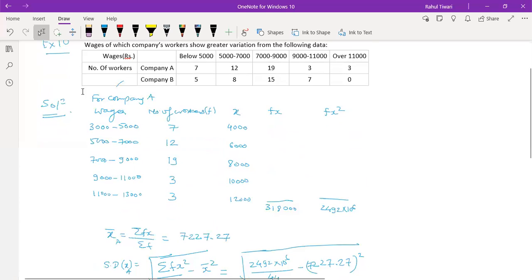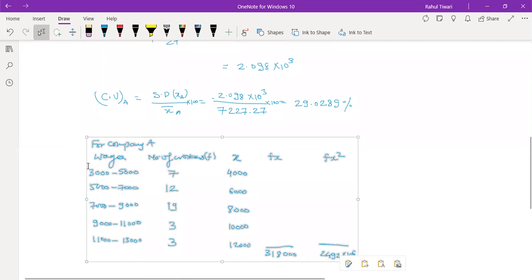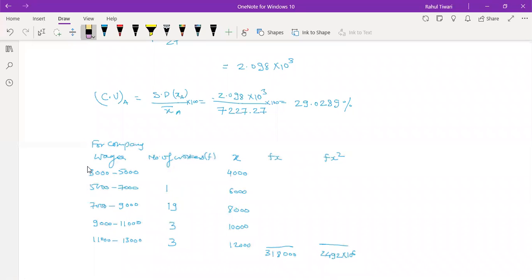For company B also we have to find the same, so I'll just copy this entire thing. Can I copy this? I think I cannot copy this. So similarly you can paste it here. I'll clear a little bit. This is company B. Similarly, you can write the data for B: 5, 8, 15, 7, 0, and you can get summation x and f. All the rest of the data will be the same.